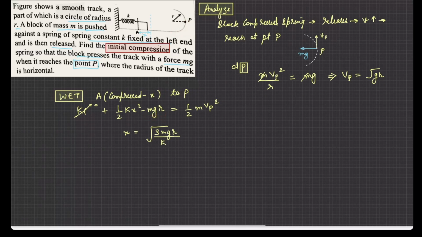Okay, I just put the value of vp here, √gr, and we can get the maximum compression done. So we can get the value of maximum compression. Right, so this is the value of maximum compression for this block, so that it will apply a normal force at this point equal to mg.